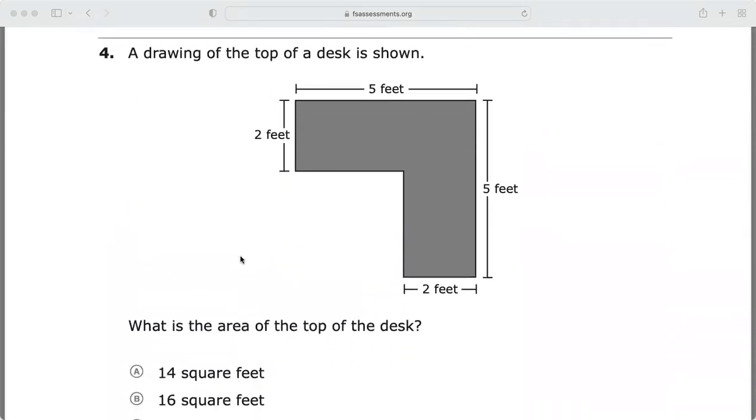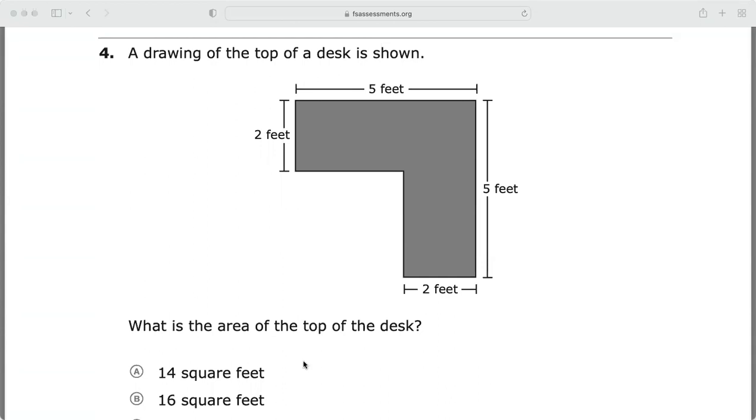Here we have an area map. I have a whole series of area maps in the Math is Fun section of this YouTube channel and on my website if you're interested. So this is a drawing of a desk and they want to know what the area is.